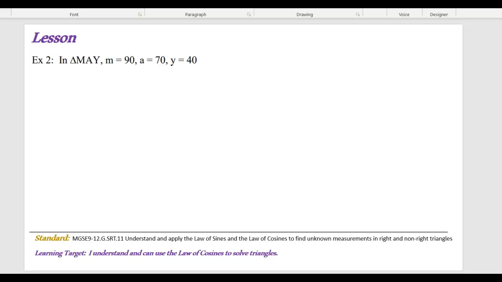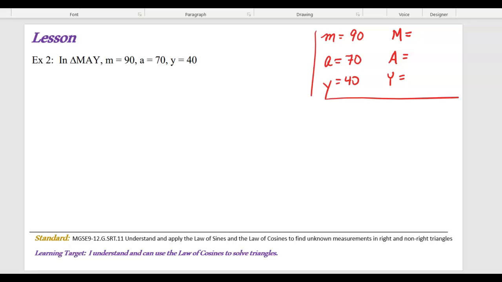Now in this problem, I'm not going to draw a diagram because I notice M, A, Y, they're all sides. So the side length M is 90, A is 70, Y is 40. So we need to find the measure of angle M, the measure of angle A, and the measure of angle Y. Now, once again, if I'm going to use the law of cosines to find an angle, I'm going to find the largest angle. Now, if there's going to be an obtuse angle in this triangle, it will have to be opposite the side that's 90.